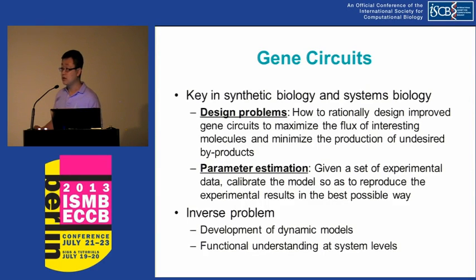For the backward problem, usually we have a set of experimental observations, and we want to calibrate the model so that we can reproduce the observation in the best possible way. Usually this is related to either structure learning or parameter estimation of the model. Here in this talk, we assume that structure is given, we just want to estimate the parameters like the rate constants.